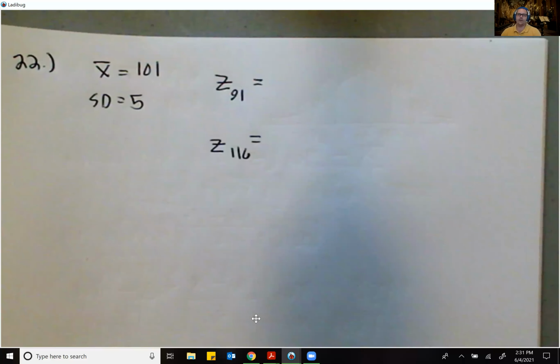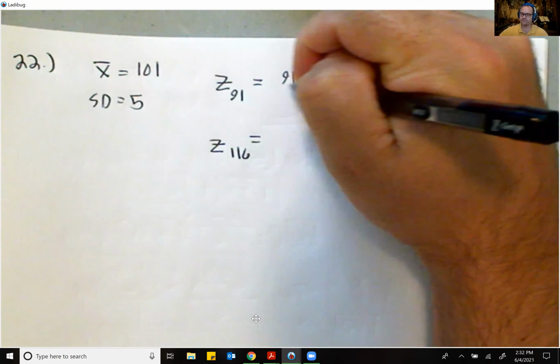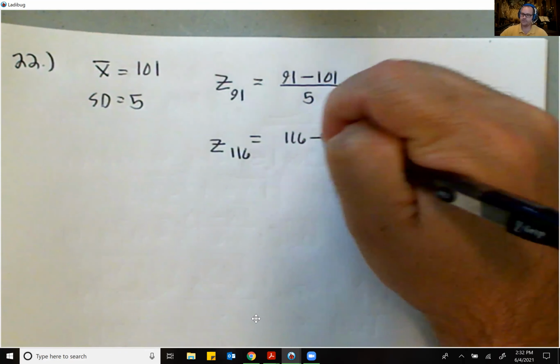Okay, how am I going to know which one is more unusual? Once I know their z-scores, how will I know which one is more unusual? The one that's furthest from the zero, from the mean. You got it. The one that has the furthest standard deviation score. Okay, so we're going to take 91 minus 101, divide that answer by 5. We're going to take 116 minus 101, divide that by 5.